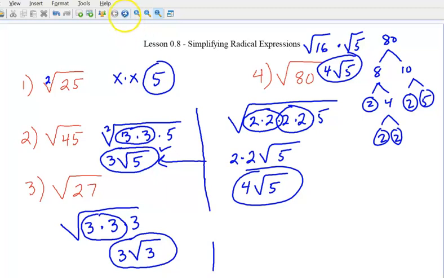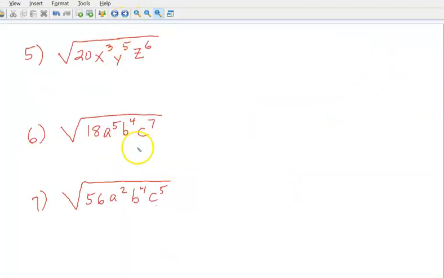Any questions? No? All right, now let's throw some variables in the mix, and let's see how we treat variables. So we'll go ahead and do the prime factorization of 20, just like we did before.